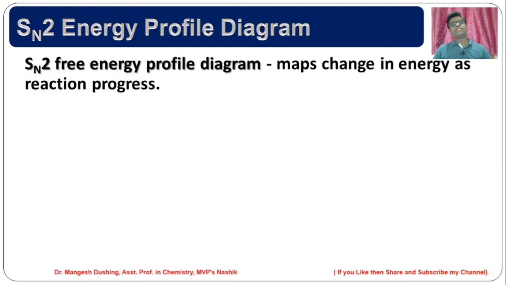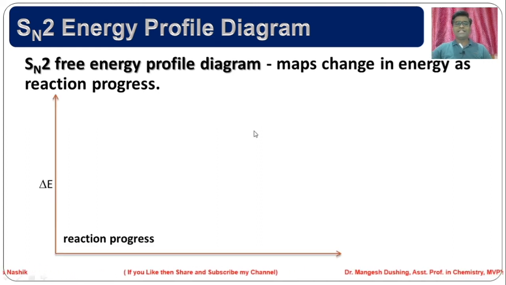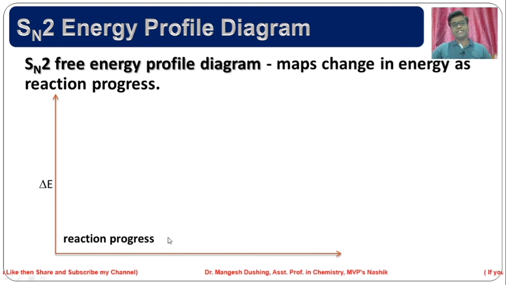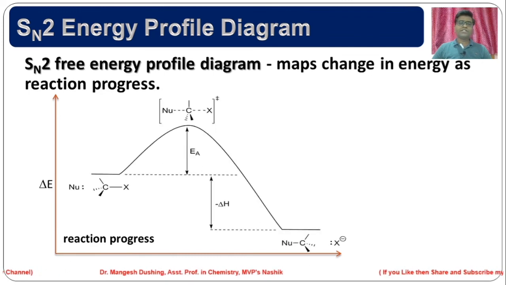Friends, now we will see the energy profile diagram for the SN2 reaction. First, what is an energy profile diagram? An energy profile diagram is a graphical representation of the change in energy of a molecule while the reaction progresses. This is called the reaction coordinate. For the SN2 mechanism, that graphical representation looks like this.